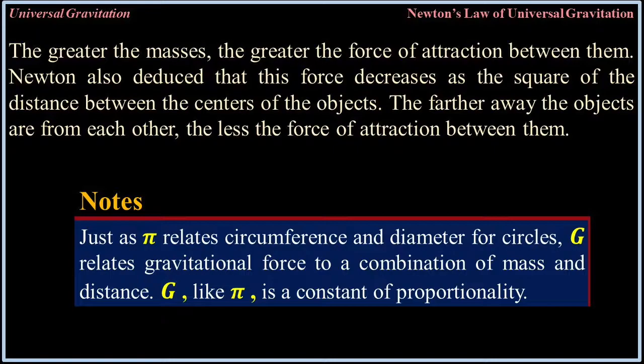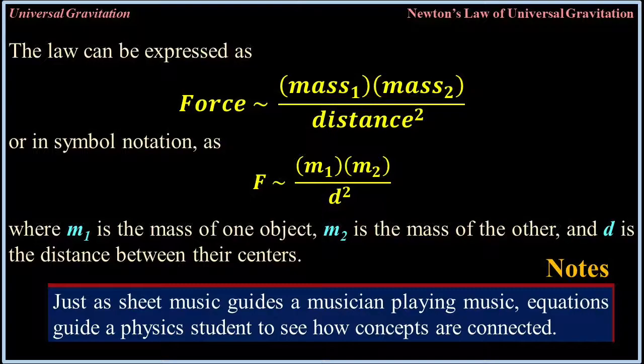Notes: just as pi relates circumference and diameter for circles, G relates gravitational force to a combination of mass and distance. G, like pi, is a constant of proportionality. The law can be expressed as force is proportional to the product of mass 1 and mass 2 divided by the square of the distance, which in symbols is given here, where m1 is the mass of one object, m2 is the mass of the other, and d is the distance between their centers.